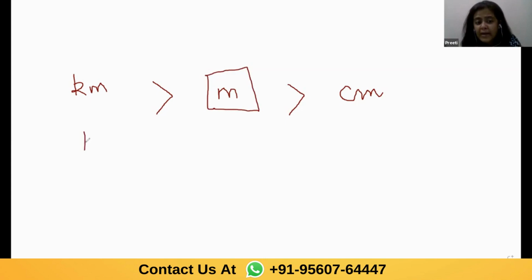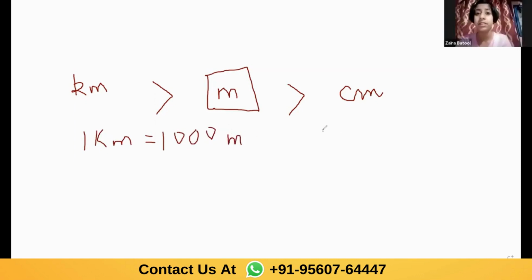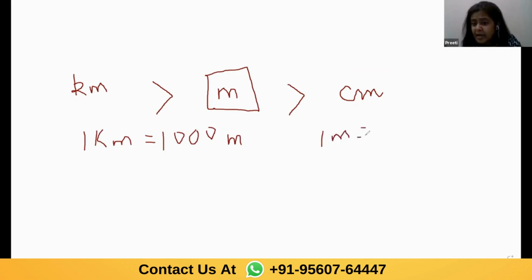Now, 1 kilometer is equal to 1000 meters. If you wish, you can make a note of it, else it will be available in your reading material. That is how it differs. And 1 meter is equal to 100 centimeter. Correct, Zaira. Only 100 centimeter. This is how it differs.